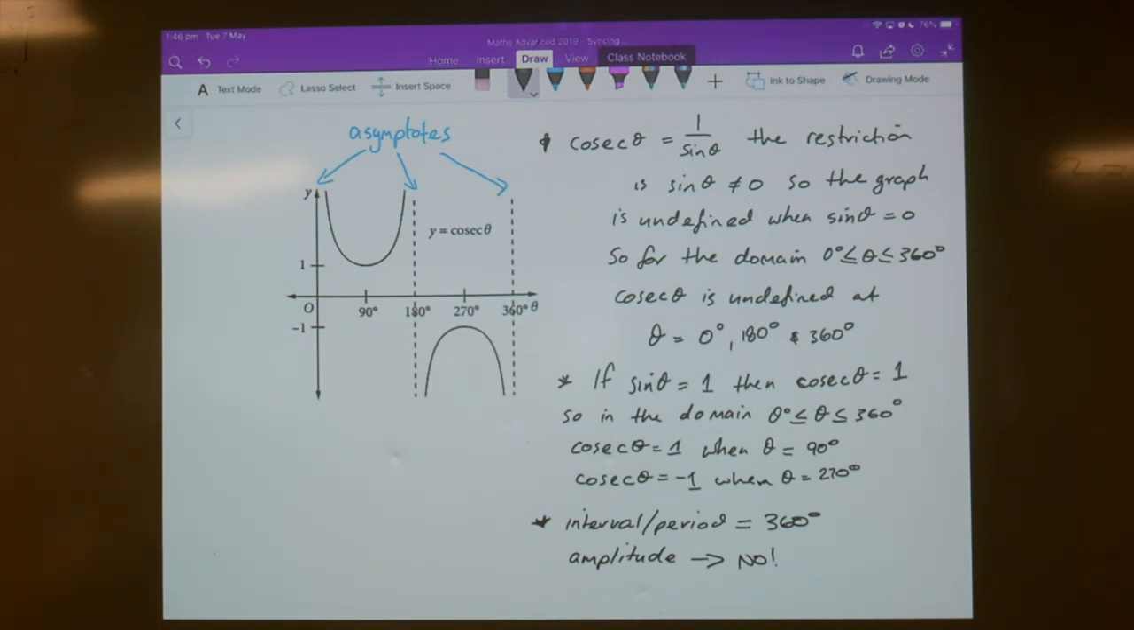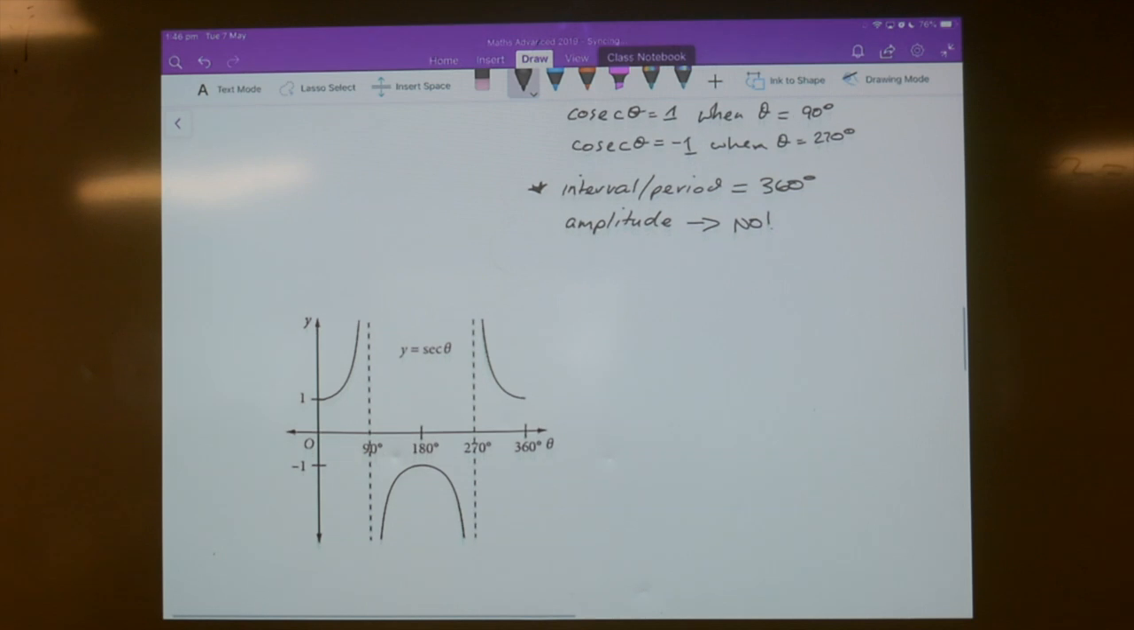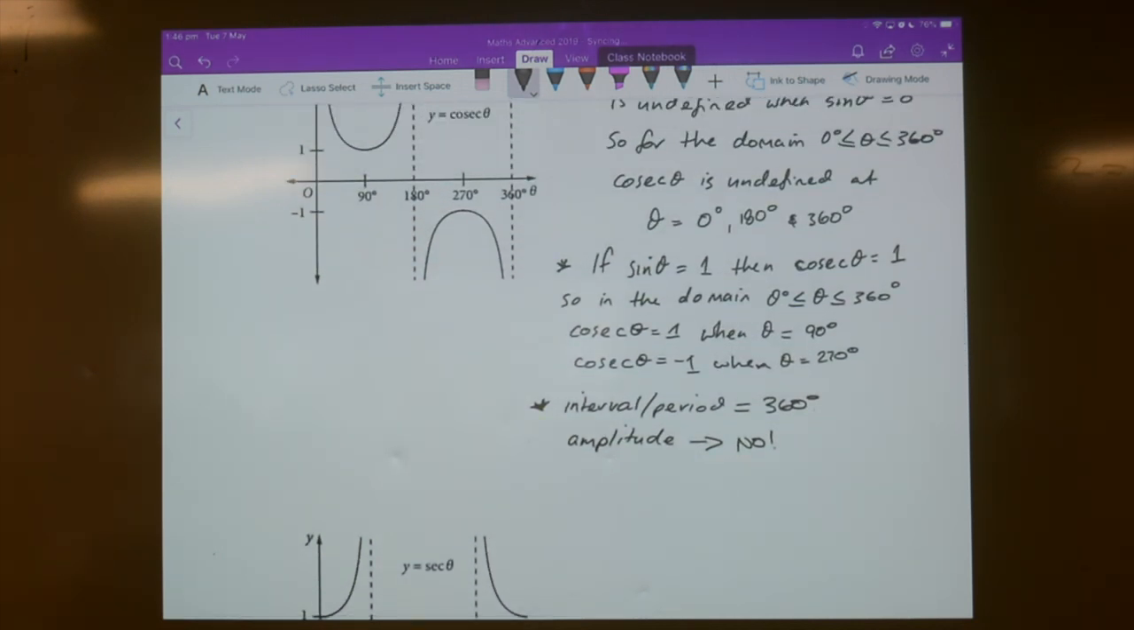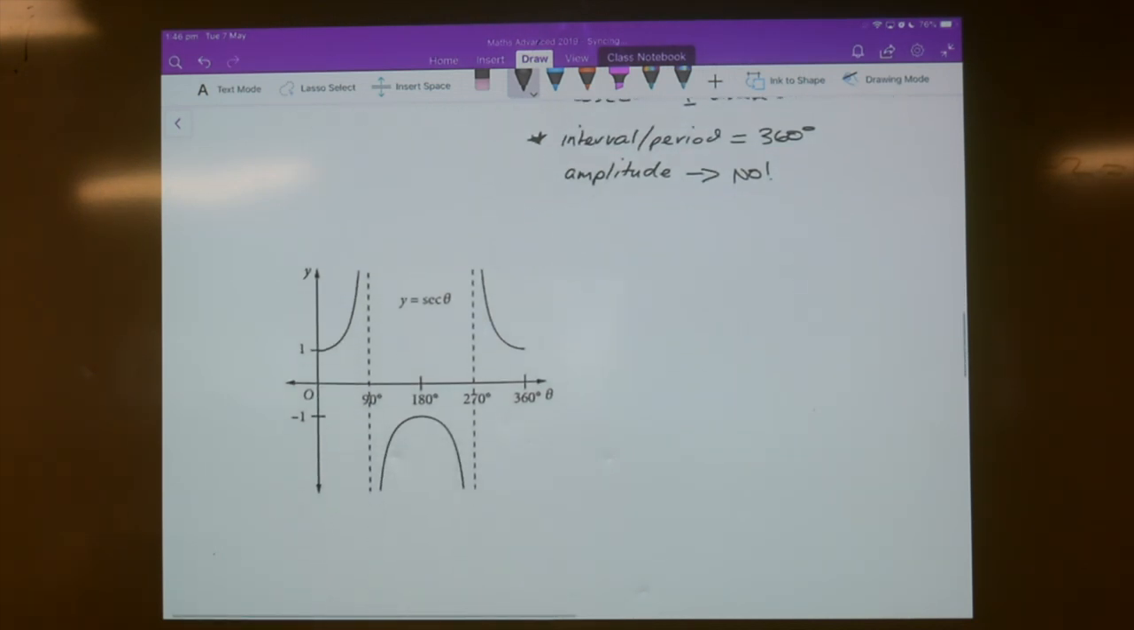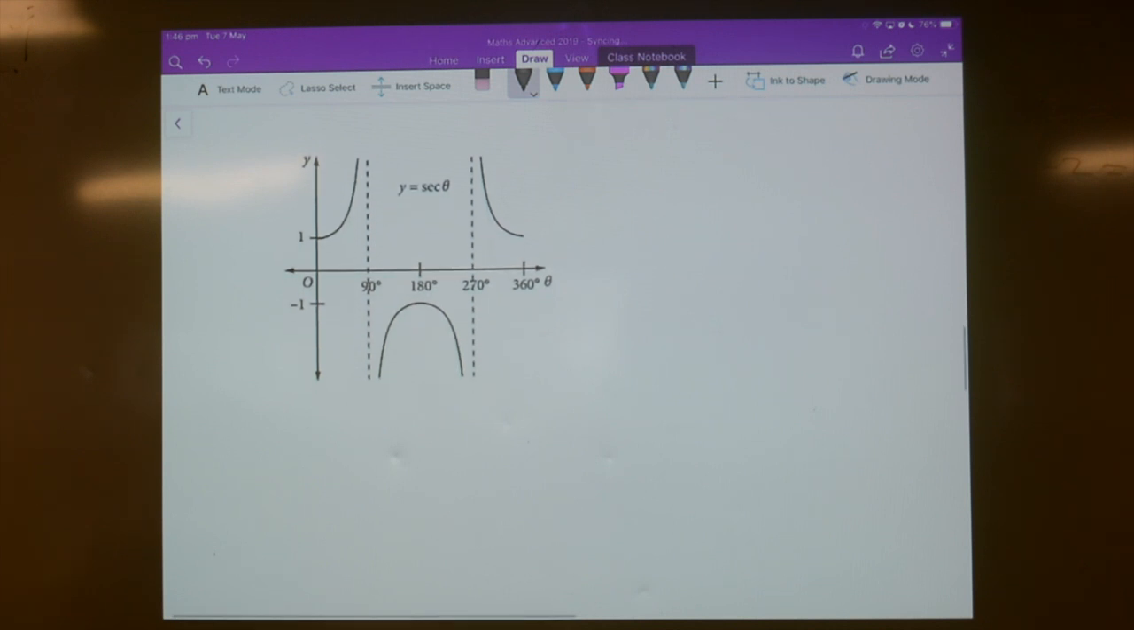One last bit, and then I'll pop up a GeoGebra thingy for you to have a quick look at. We have, what's our last one? Secant. Okay. Everyone's copied that down yet? Yeah. Alright, so restrictions for secant.